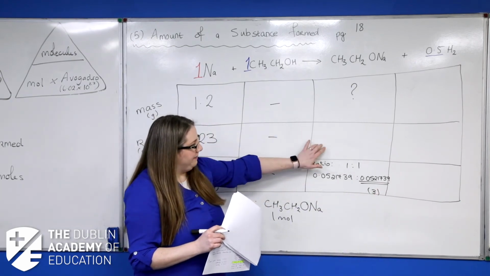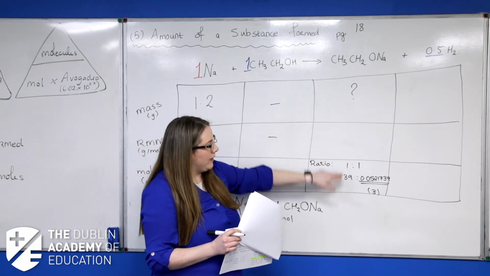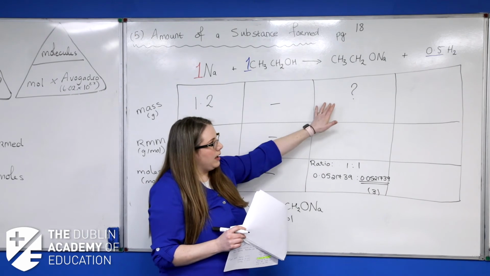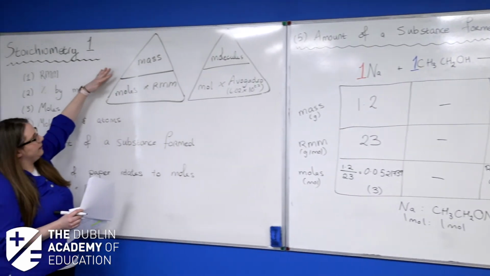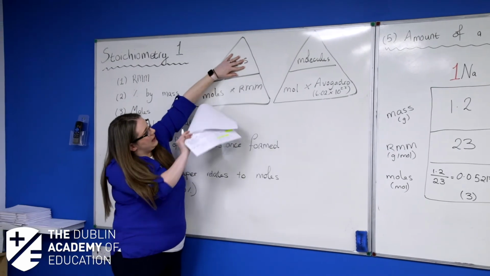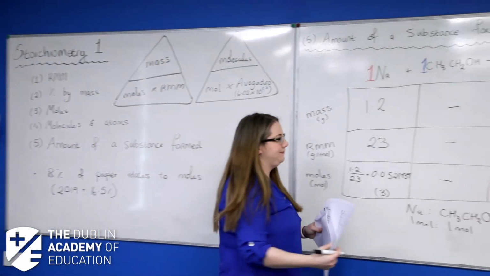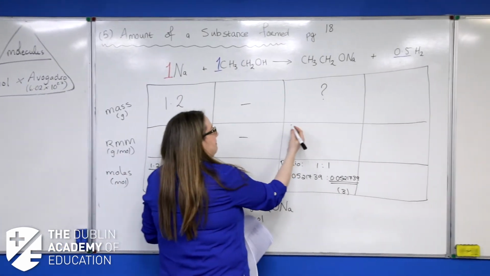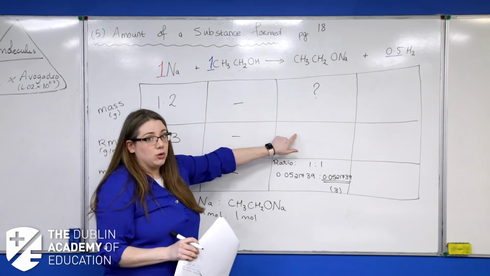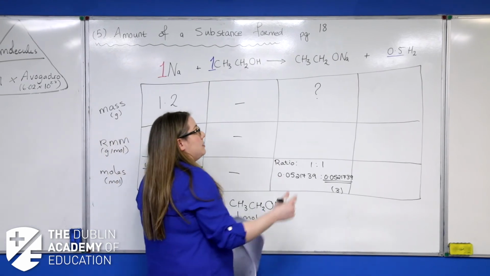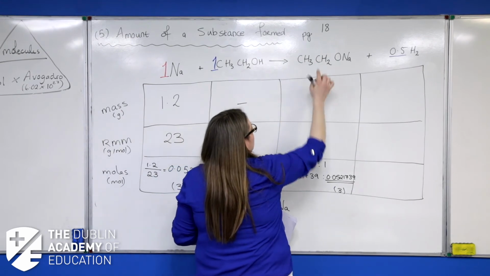Now let's move up to here. We're nearly at the point where we can work out the mass. So I've got moles and I want mass. So if we look at our lovely triangle over here, to get mass, I need to take the moles and multiply it by the relative molecular mass. So I need the RMM. Please show your calculation for RMM in here. No shortcuts, because this is one of the tricky ones. So if we look at the carbons first, we've got 2 of them.